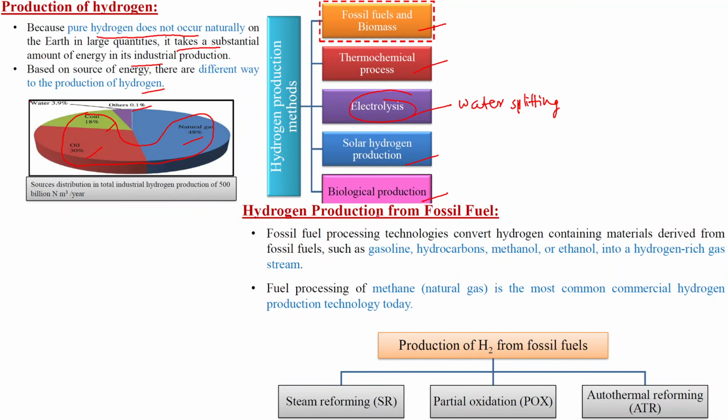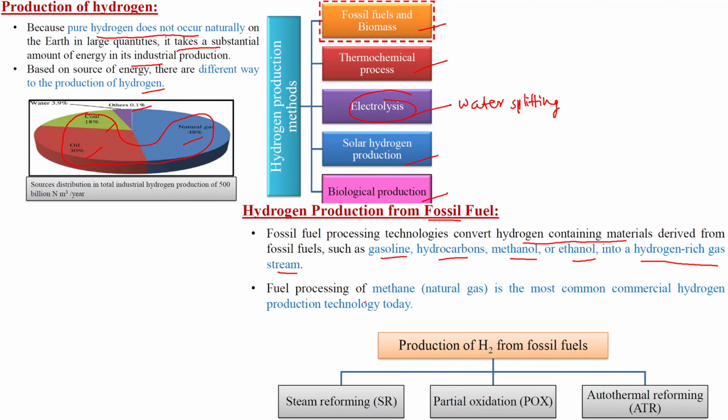Okay, so firstly we will be discussing the first method, that is the hydrogen production from fossil fuels. Fossil fuel processing technologies convert hydrogen containing materials. So what are fossil fuels? As we know, it is oil, natural gas, then gasoline. All of them are hydrocarbons and they consist of hydrogen. Basically, you are processing hydrogen along with the hydrocarbon. So if you process hydrogen containing materials derived from fossil fuels, such as gasoline, hydrocarbon, methanol, ethanol, into a hydrogen rich gas stream, then we can extract hydrogen from these fossil fuels.